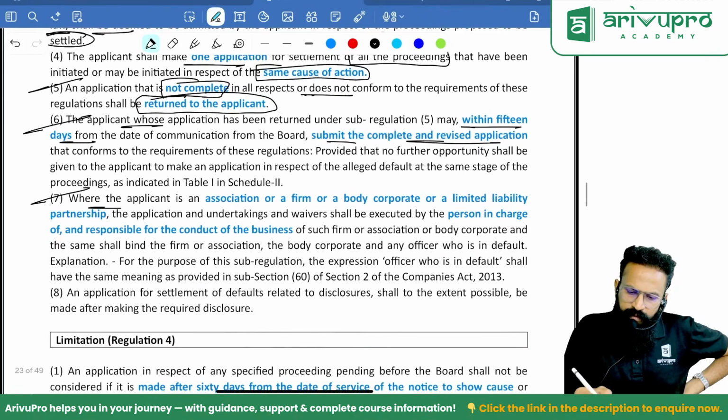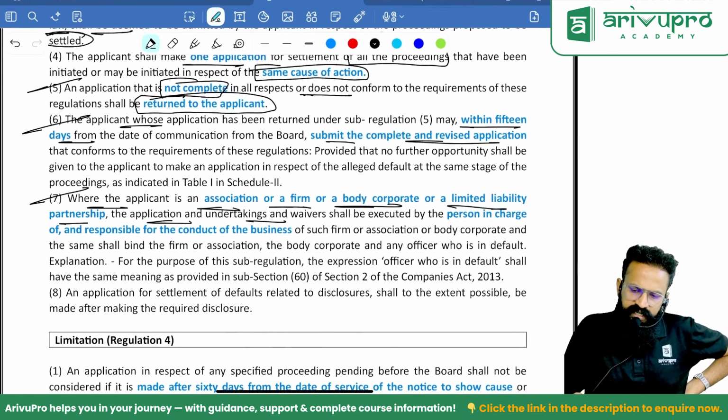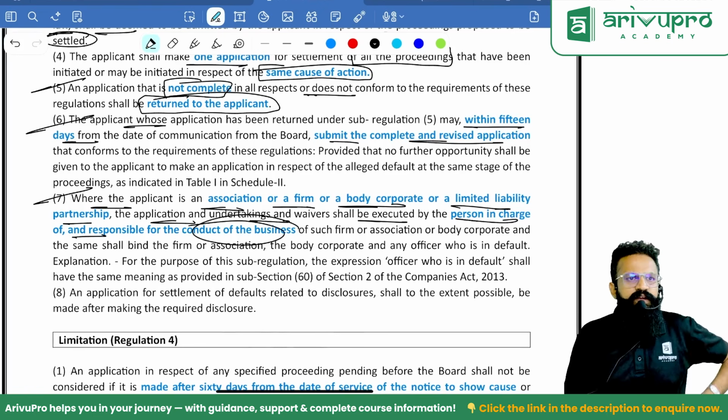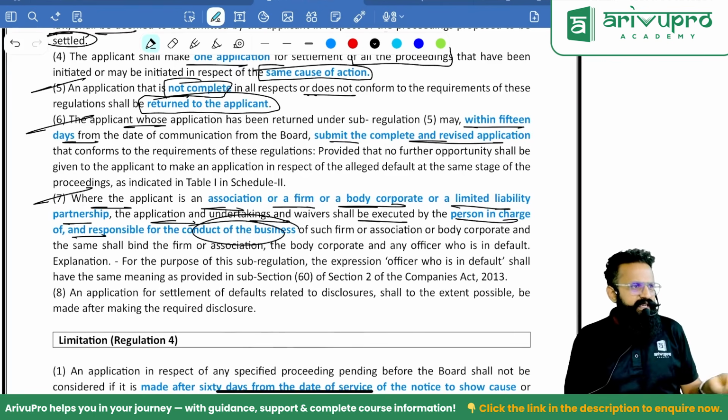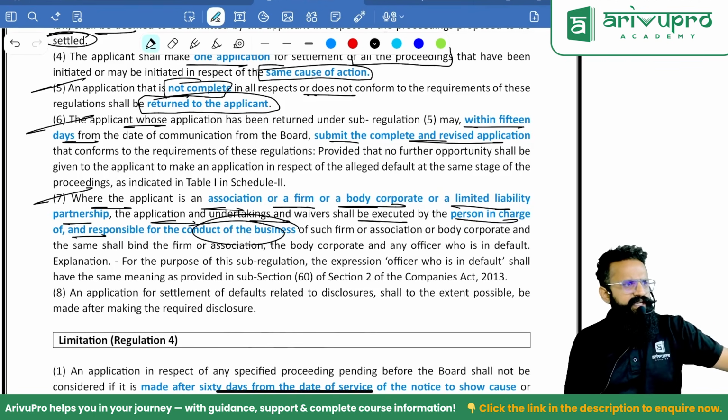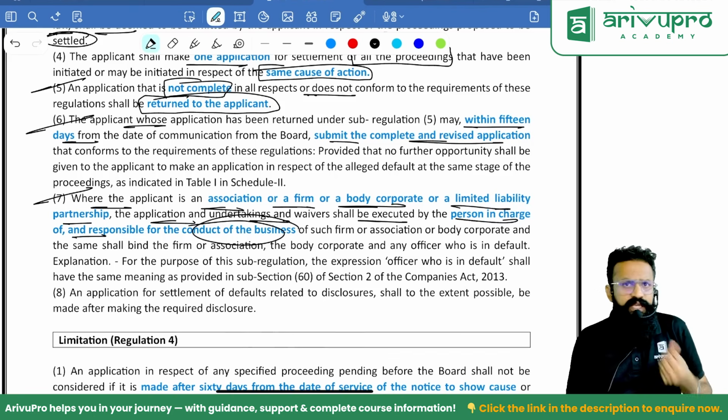Where the applicant is an association or a firm or a body corporate or an LLP, the application, undertakings and waiver shall be executed by a person in charge and responsible for the conduct of the business. What do you mean by that? If it's a human, he will sign. If it's an LLP or a company, the person in charge shall sign. It can be directors, or any other person authorized by the board. They will be the person who will take this forward.